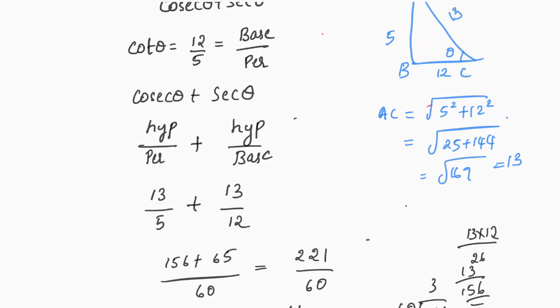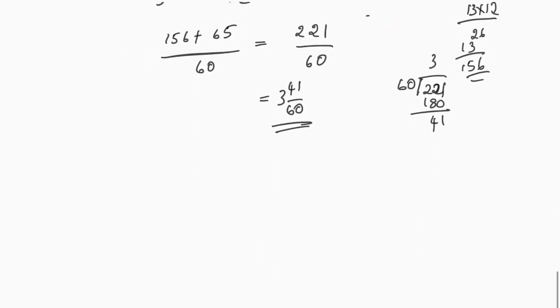Okay, what we have done in this case, from the given equation we found the value of cot theta. From the given value of cot theta, we found the unknown value in the triangle. Using the unknown value, we found out cosec theta and secant theta, substituted for it, and we found the value of the given question.